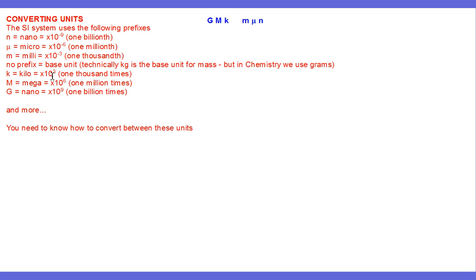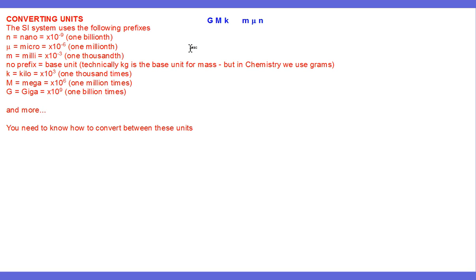K stands for kilo, which is 1,000 times. M stands for mega, which is 1 million times. And G doesn't stand for nano, it actually stands for giga. Giga means 10 to the 9, or 1 billion times. Just pay attention to that, it'll probably change when I change slides, but make sure G is giga. There are more, these are just the ones we need to use in chemistry, but you need to know how to convert between these units.